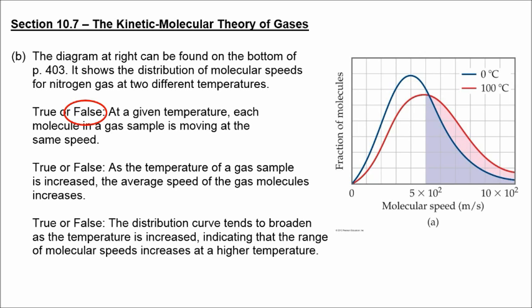So right now, with the blue line, the average speed is just under 500 meters per second. At 100 degrees Celsius, the average speed is near 500 meters per second. So we've shifted the average speed to a higher value by raising the temperature. All right, true or false? As the temperature of a gas sample is increased, the average speed increases. Yes, that's definitely true. The distribution curve tends to broaden as the temperature is increased, indicating that the range of molecular speeds spreads out at a higher temperature. And yes, that is also true. So at higher temperatures, there is a wider range or distribution of these values.